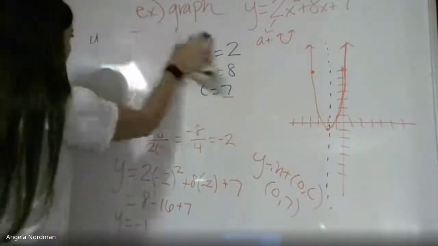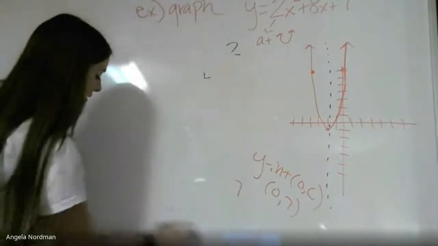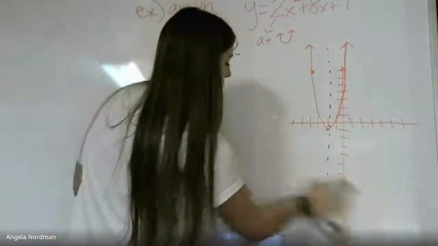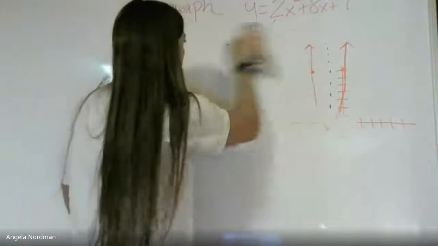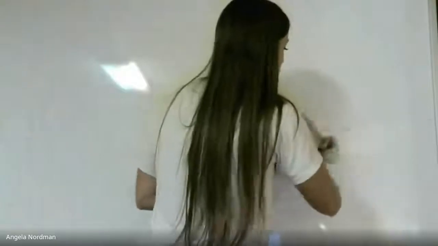All right. So the last one we have to talk about is vertex form. Again, these are all quadratic, so they're still going to be parabolas.